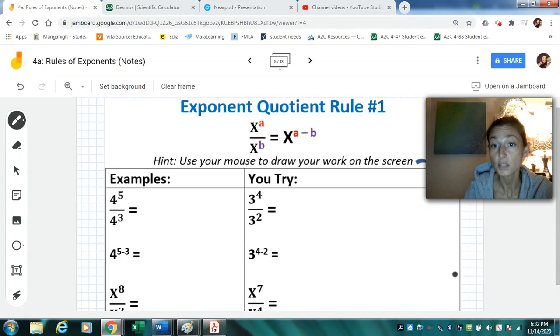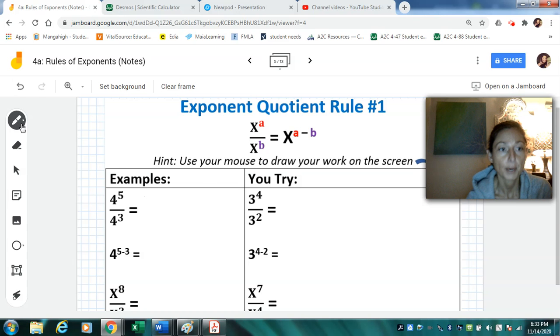Okay, so the next set of rules are called quotient rules. The word product referred to a multiplication. Quotient refers to a division. And so we see a division here, which is in the form of a fraction. So we're going to look at examples of this relationship here. If you have two of the same bases, so in this case x, and they have exponents on them, you're dividing one by the other. There's a shortcut where you can actually subtract the exponents. So we're going to look at that here.